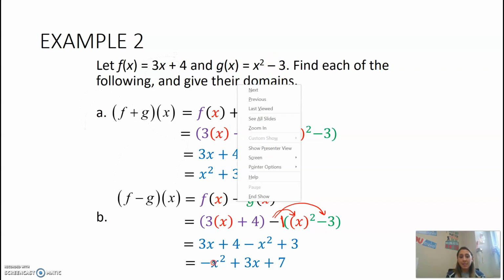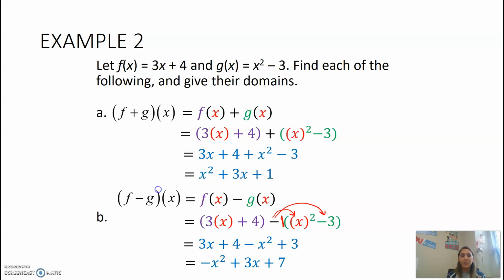Then that means that the domain for this one is going to be the same. It's going to be negative infinity to infinity. So that's just something to think about, that when we're adding, subtracting, and multiplying functions, something we're going to be considering is what is the domain? Oh, it's going to be the same. So it's something we want to think about.